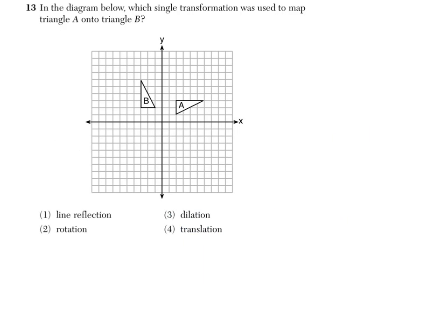Number 13. In the diagram below, which single transformation was used to map triangle A onto triangle B? So there's not a line reflection, or else we would have a picture that looked like this. It looks like it's a rotation. Dilation, well, the length is preserved, so it can't be a dilation. And a translation, we didn't push it anywhere, so rotation is the obvious answer.